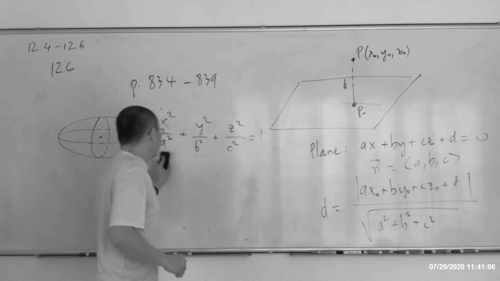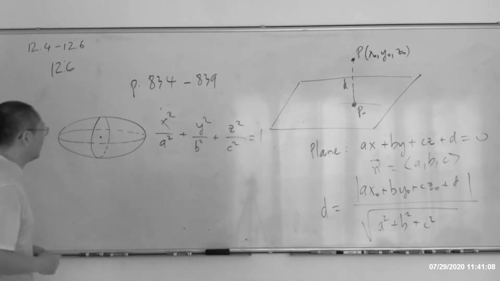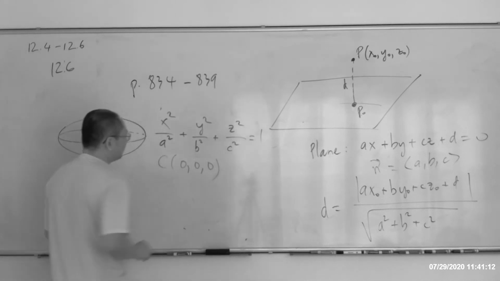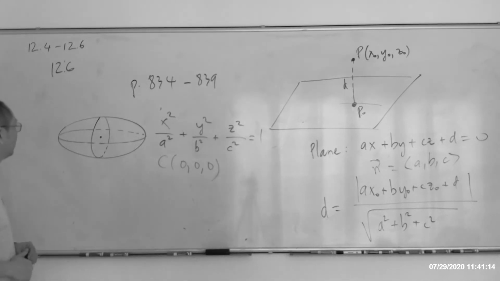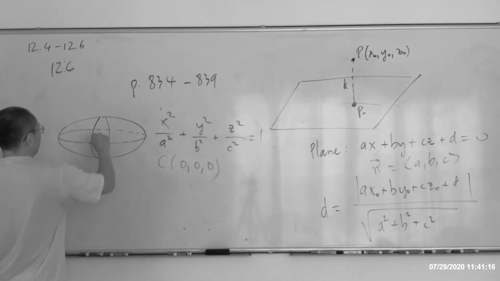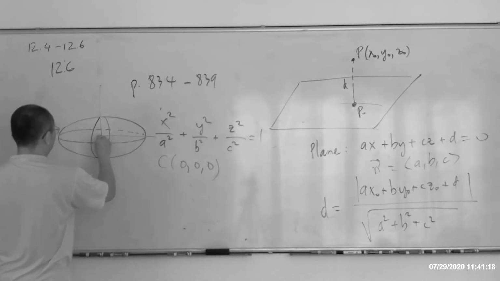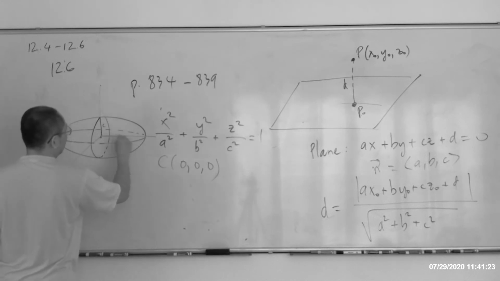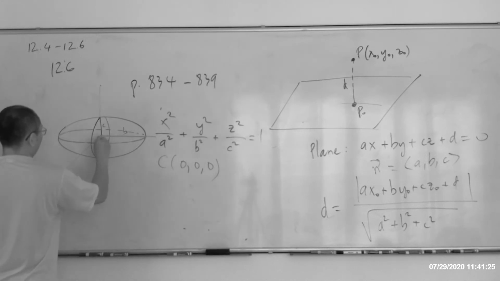A, B, C are just numbers, not the center, just like the ellipse in 2D. The center is at 0, the origin. X, Y, Z, right? From here to here is C. From here to here is B. And from here to here is A.